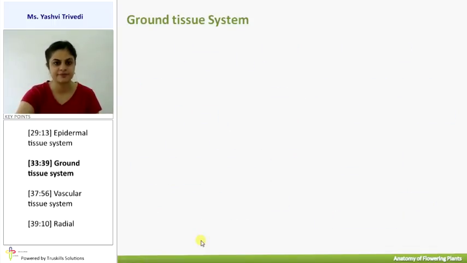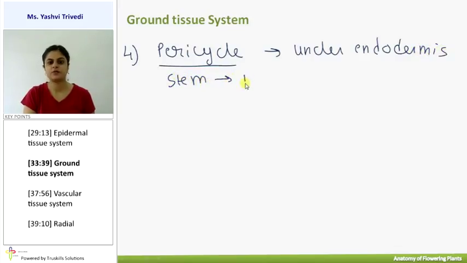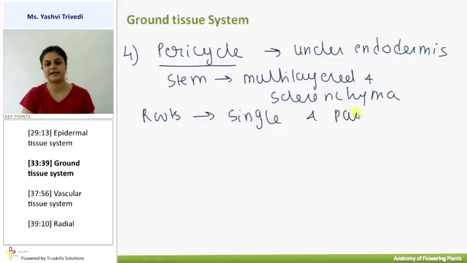That's the only difference. Then comes pericycle, the layer under endodermis. If it is stem, then pericycle would be multi-layered and made up of sclerenchyma cells. If it is roots, then it would be single layer and made up of parenchyma cells.